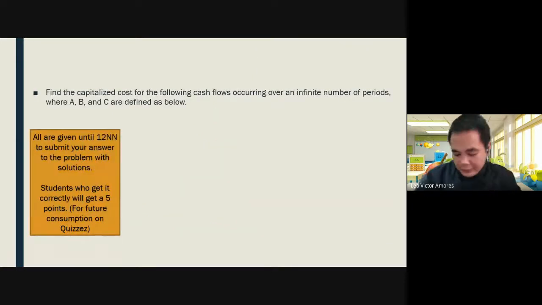So I have a problem for you. Find the capitalized cost for the cash flow occurring over an infinite number of periods where A, B, and C are defined as below. I will give you until 12 noon to submit your answer to the problems with the solutions. Students who get it correctly will get 5 points. For future consumption, if your quiz is out of 40, it will be plus 5. Any excess points will be topped up to your major exams. Okay? Got it?